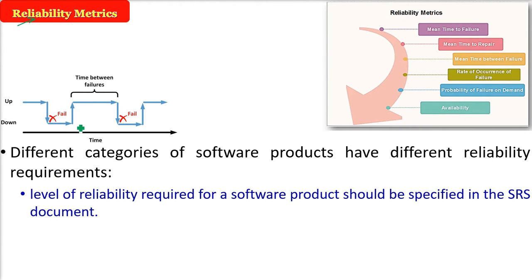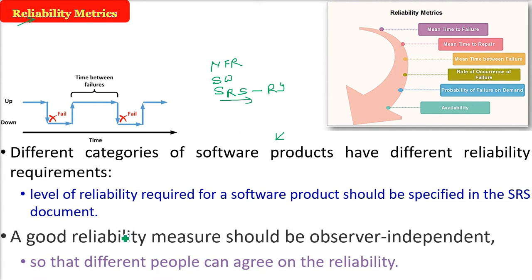Software can work properly, it can fail, and then it can be repaired. Different categories of software products have different reliability requirements. For example, if you see the SRS of different small or complex projects, the NFR, or non-functional requirement, will contain the reliability, and that will be in your SRS, software requirement specification. That is how much reliability is required.